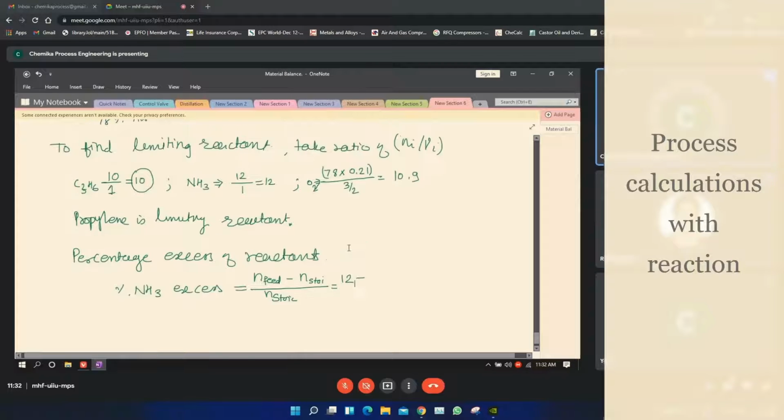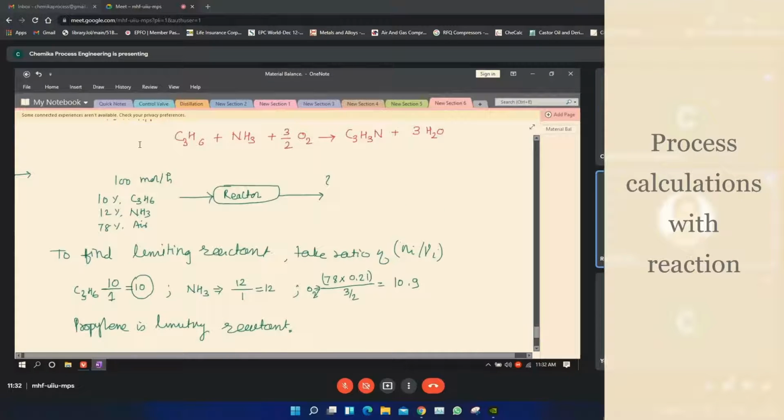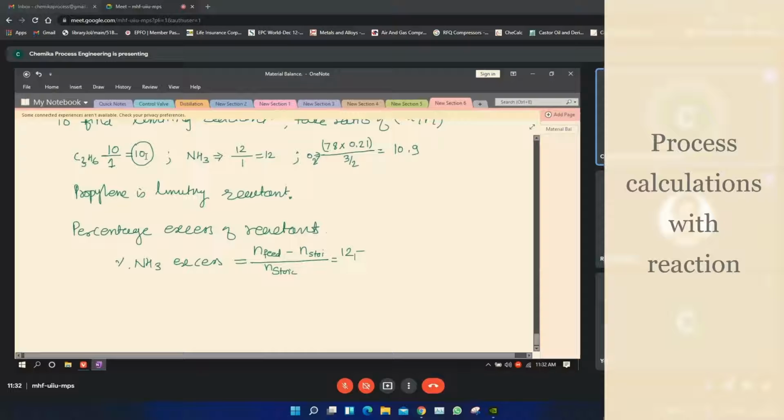You look at the reaction. 1 mole of propylene requires 1 mole of ammonia. So 10 moles of propylene will require 10 moles of ammonia. So 2 divided by 10, we can multiply by 100 also, so it will be 20% extra.